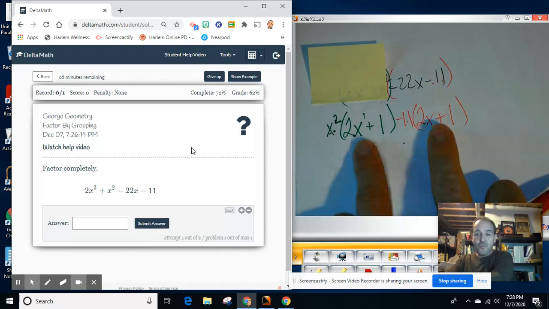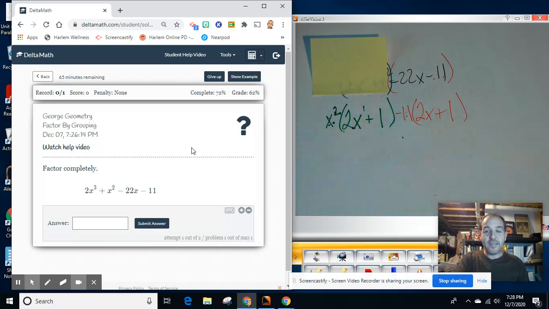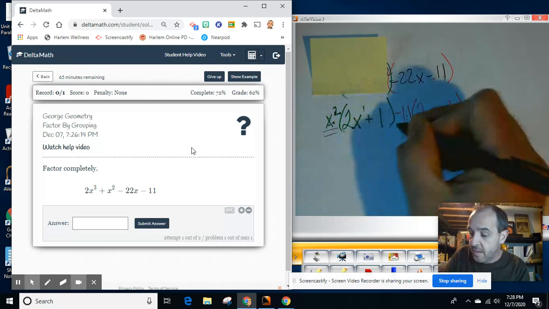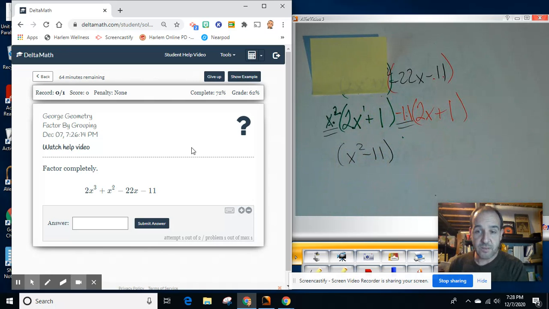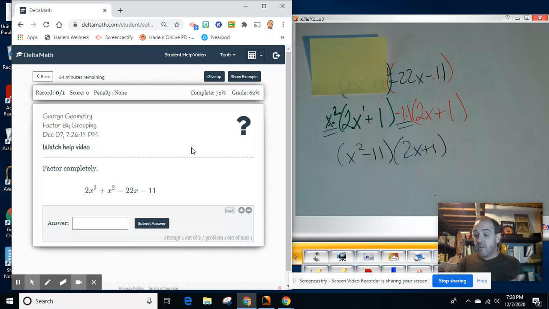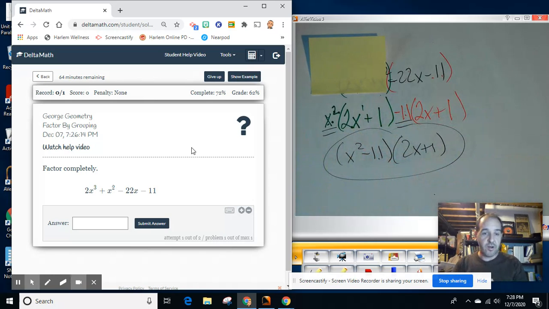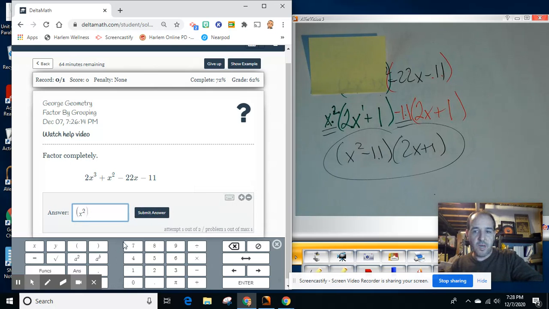Here's the key, though. If you do this right, these parentheses are going to be the same. If they're not, if a sign's off or something, go back and look. Those always have to be identical, because when you go to write your answer, it's putting together your greatest common factors, the stuff on the outside, and then one pair of the common set of parentheses. If this would have been a perfect square, like 4 or 9, and I can break it down more, I should. But since 11's not a perfect square, that's as far as we can go. So let's get this in. We got x squared minus 11, 2x plus 1.